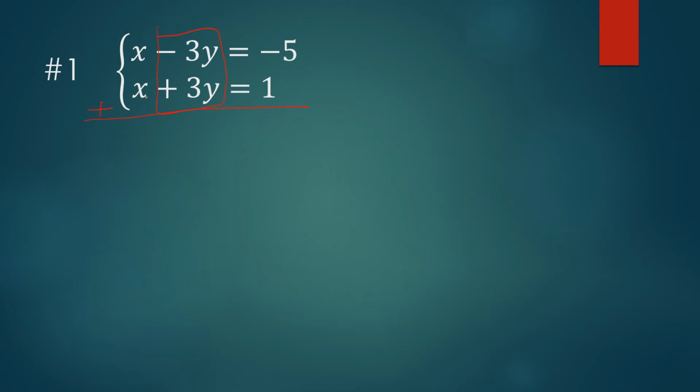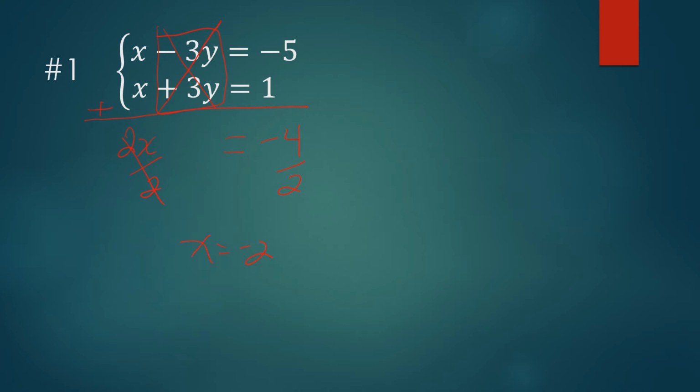X plus x. Be very careful here. A lot of people want to write x squared. I have one x and another x. That gives me 2x. Negative 3y plus 3y, they cancel completely. There is no y left. Bring down the equal sign, and negative 5 plus 1 is negative 4. Now I have an equation I can solve. Divide both sides by 2, and we get x equals negative 2.